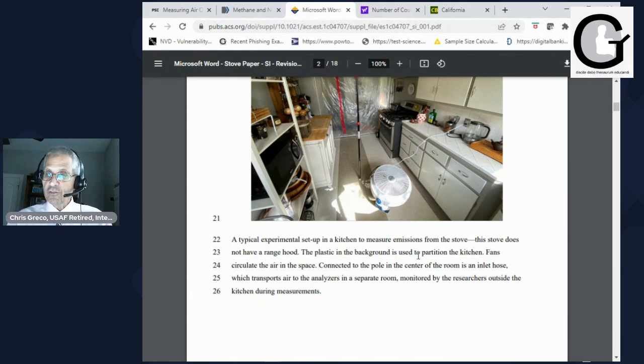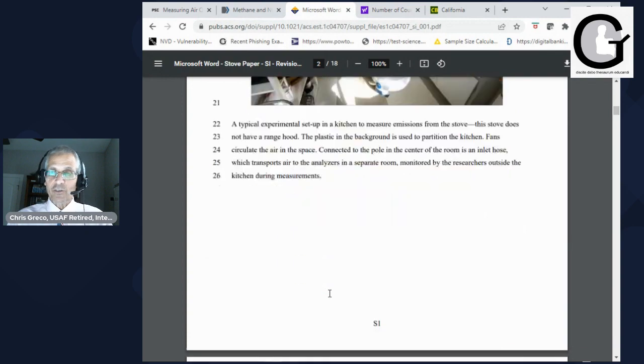The plastic in the background is used to partition the kitchen. Fans circulate the air in the space, but it's still recirculated air in that space. It doesn't go outside that space. Connected to the pole in the center of the room is an inlet hose which transports air to the analyzers in a separate room, monitored by researchers outside the kitchen during measurements.